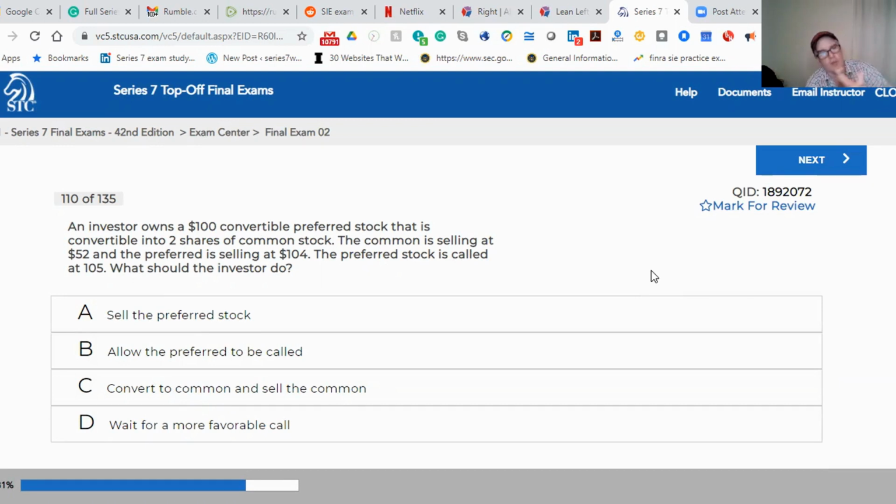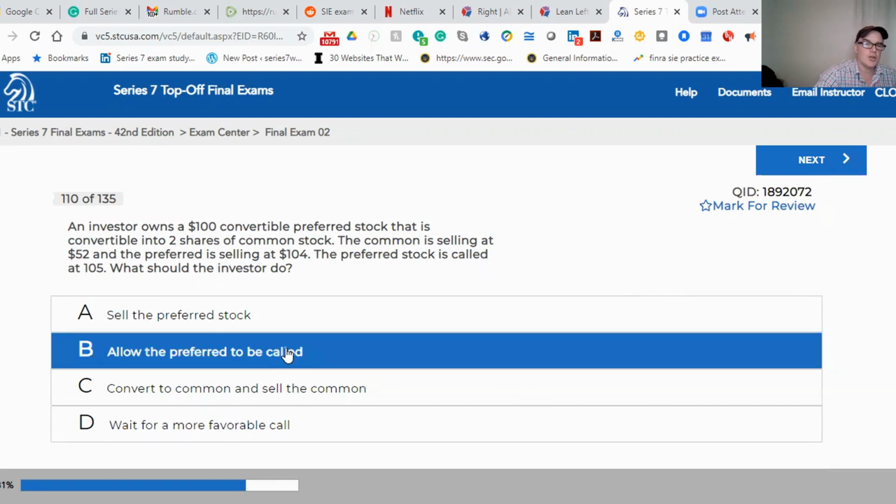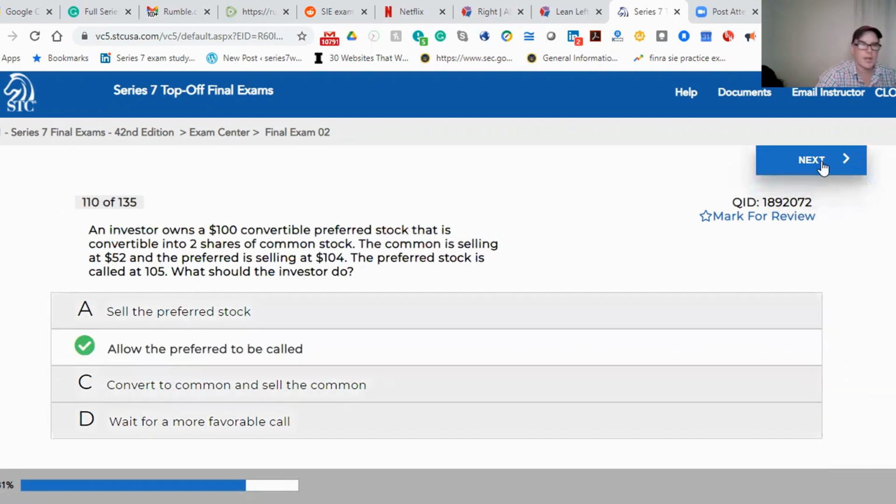So if we convert it, we get 104. If we sell it, we get 104. If we let it be called, we get 105. So we're going to allow the preferred to be called. They also call it tender to the call. And wait for more favorable call is not a choice.